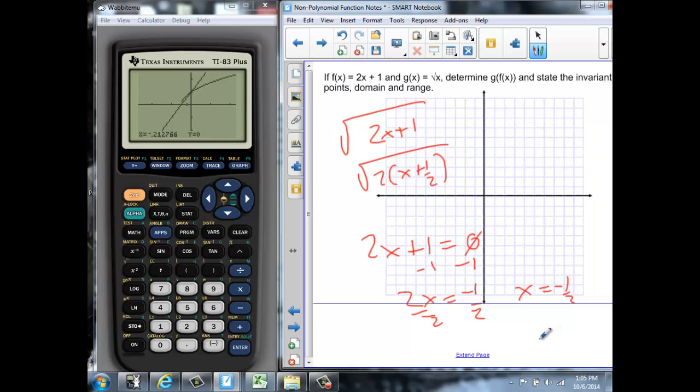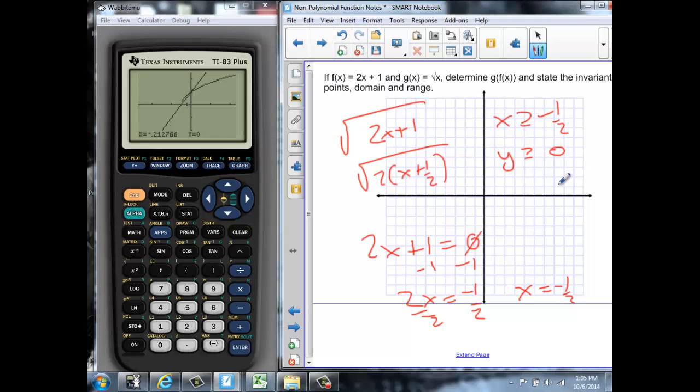That's kind of what we're doing here, is we're trying to figure out where is the lowest value that we could have. I don't actually have to factor if I don't want to. Does that make sense so far? Okay. The domain of this graph then would be x has to be greater than or equal to negative a half. The range of the graph was y has to be greater than 0.